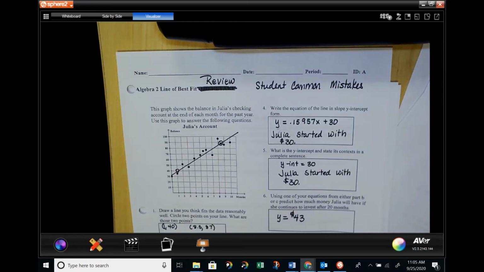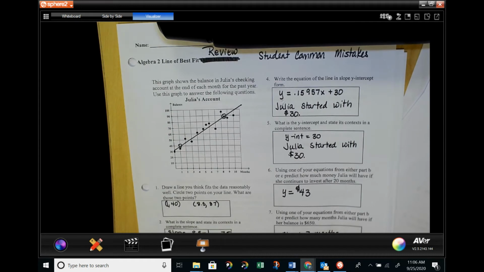Okay, so this is the review of common mistakes. You guys should already have this in Google Classroom. We went over this in Zoom, but just in case. This line of best fit, we went over that. That's a good line.